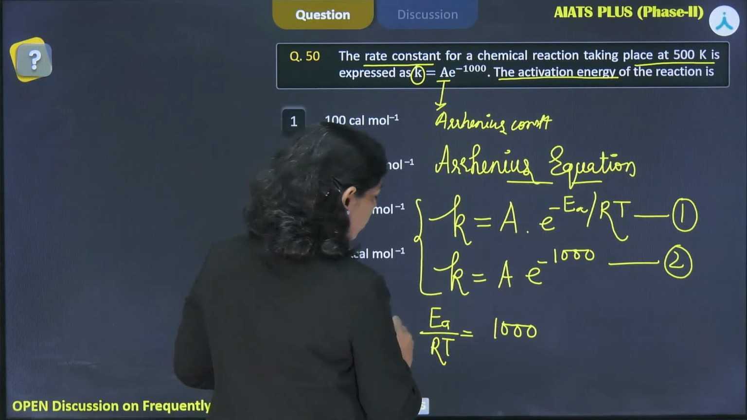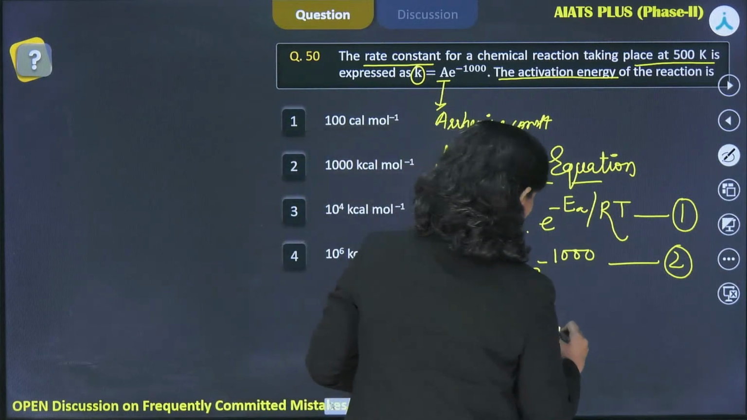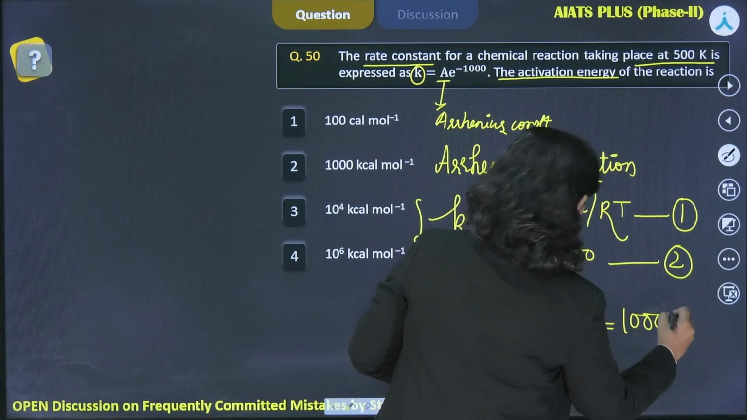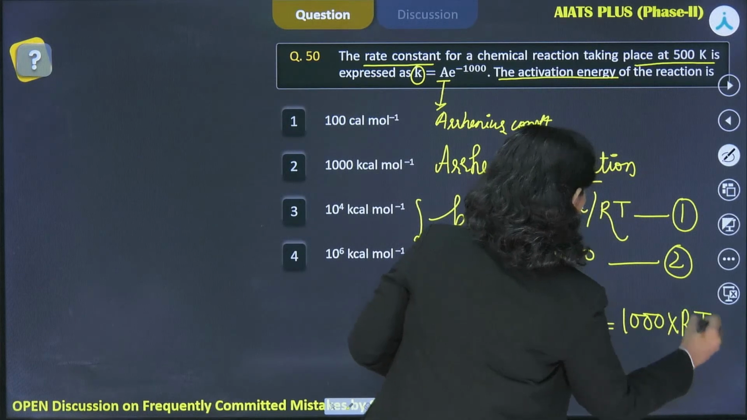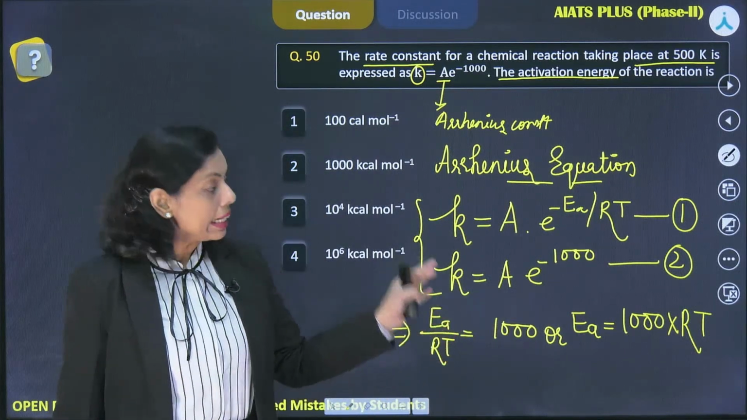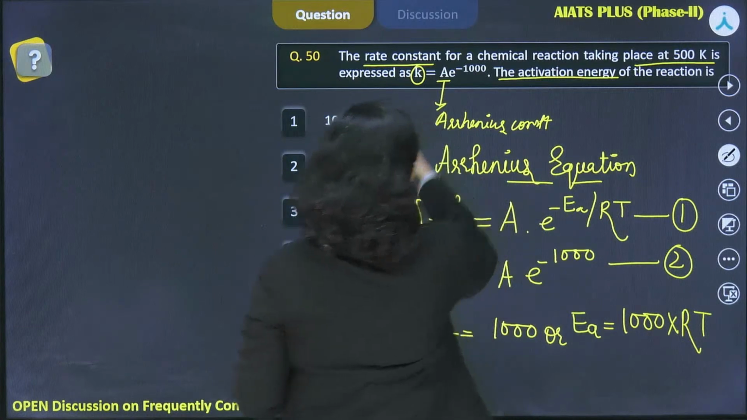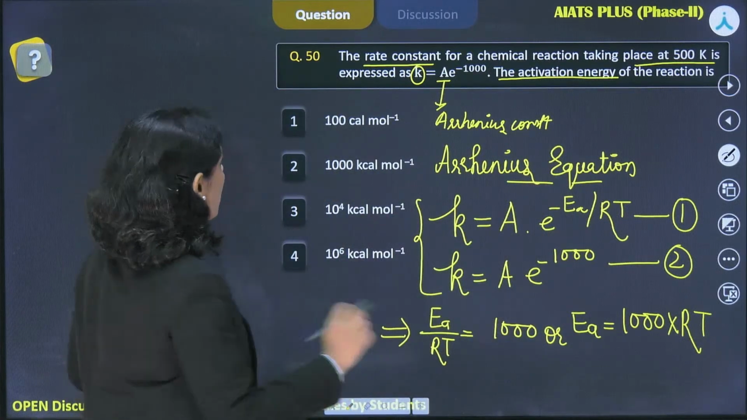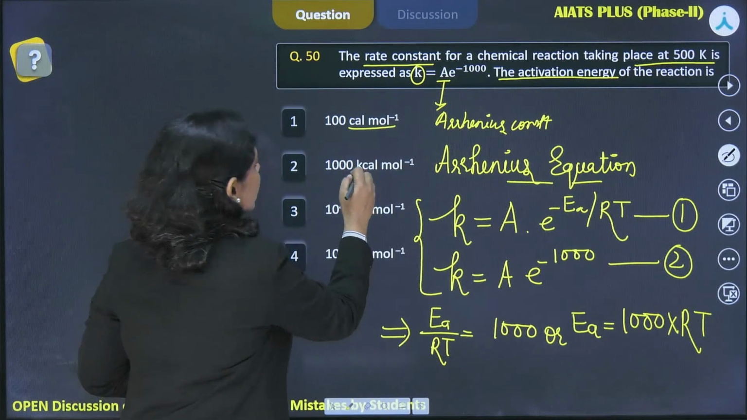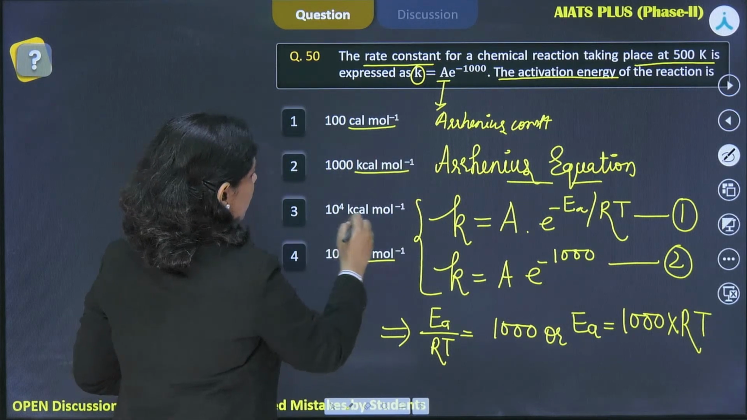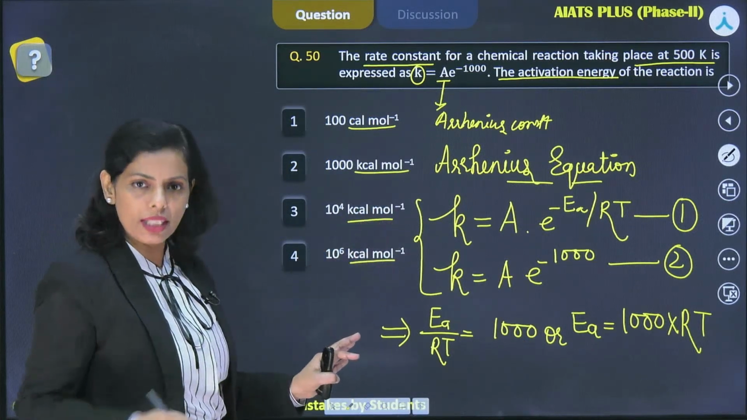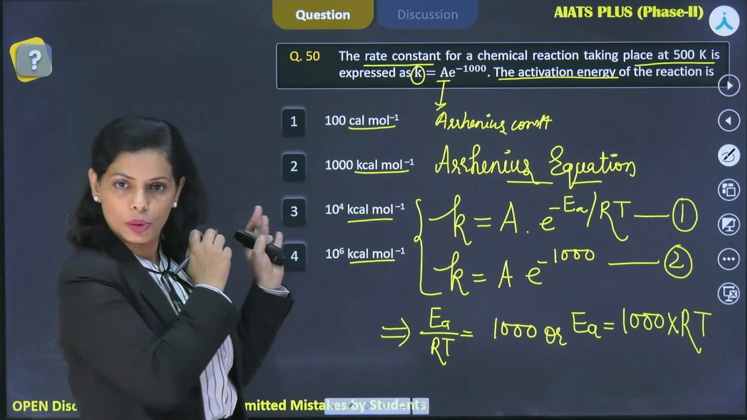So, what would be the value of Ea now? Ea is equal to 1000 into RT, right or not? 1000 into RT. Okay, now the next thing. If I'm just looking at the options given here, what I found is that Ea is given in the unit calorie per mole, kilocalorie per mole, here in the three options, right? So, in terms of kilocalorie per mole, let's try to find out, then we'll match the options, okay?